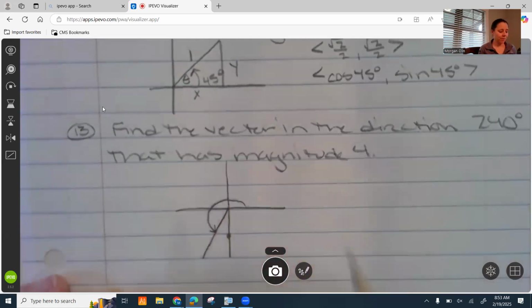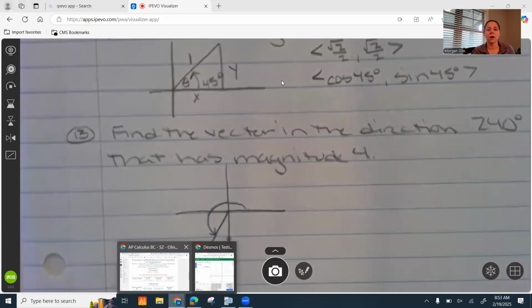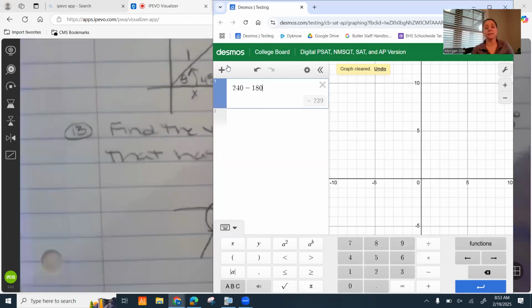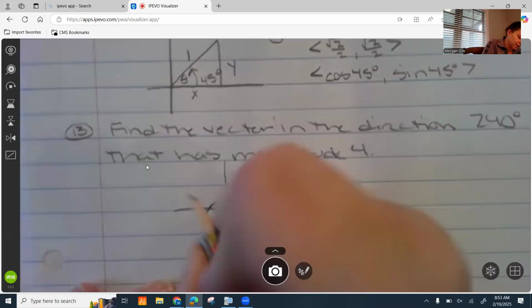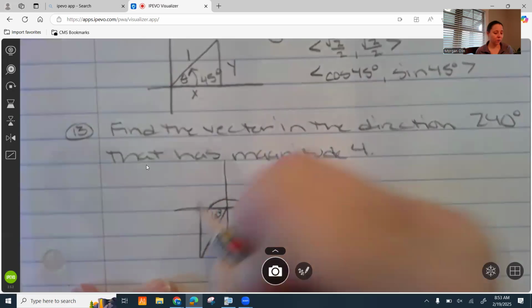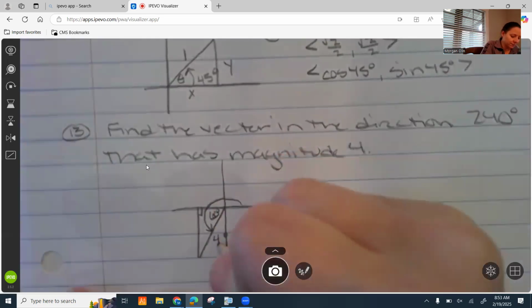Think about that for a second. If I take 240 minus 180, that leaves us with 60 degrees. And what that means is this is 60 right here. Well, guess what? I made a right triangle. Always make it with the x-axis. Its magnitude is 4 right here.